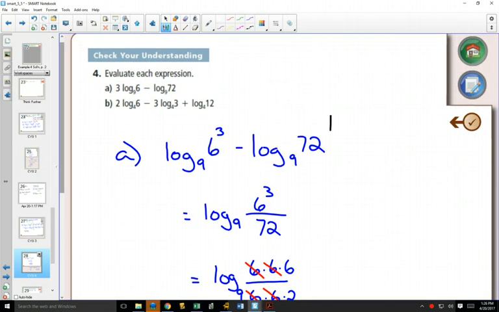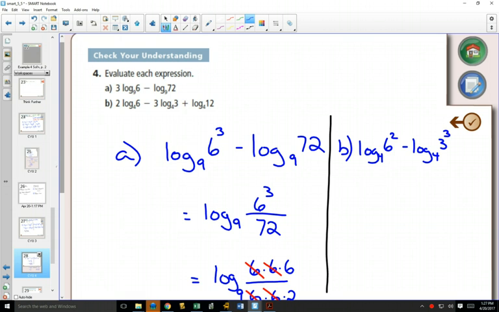Same thing in part B. Log 4 of 6, no idea what that answer is. Log 4 of 3, log 4 of 12. Maybe I can put things together to write it as a single log. Again, we have numbers in front. So our first step is to put those numbers in as exponents. And once again, I could multiply things out, but I'm going to hesitate because it might make it easier for myself later on if I don't.